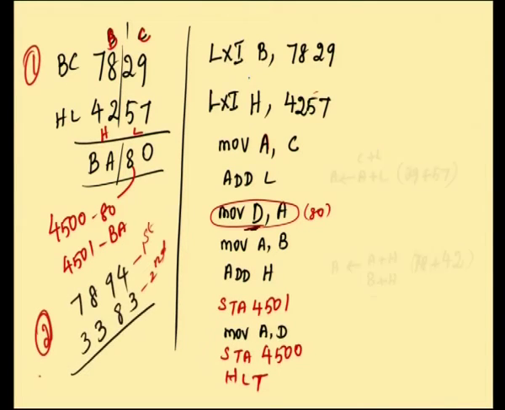This is the first example. Now, we will do the second example. In the second example, I have taken two different 16-bit numbers, one is 7894, another one is 3383. So, now add it, 4 plus 3 is 7, 9 plus 8 is 17, right.